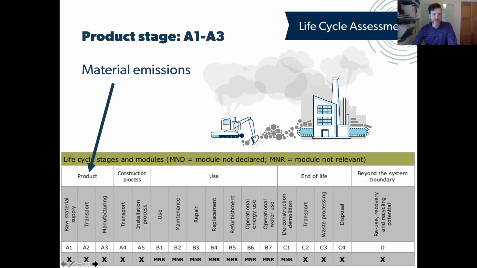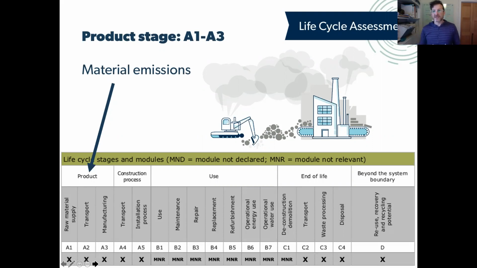And so the first is the product stage, which is A1 through A3. You can see there that A1 is raw material supply, transportation of raw materials to the factory is A2, and manufacturing itself is A3. And if you've heard the term cradle to gate, this is what is covered in a cradle to gate analysis. So it's really focused on the products: where did the raw materials come from, where did they move to, and what happened to them in the factory to turn them into a building product.